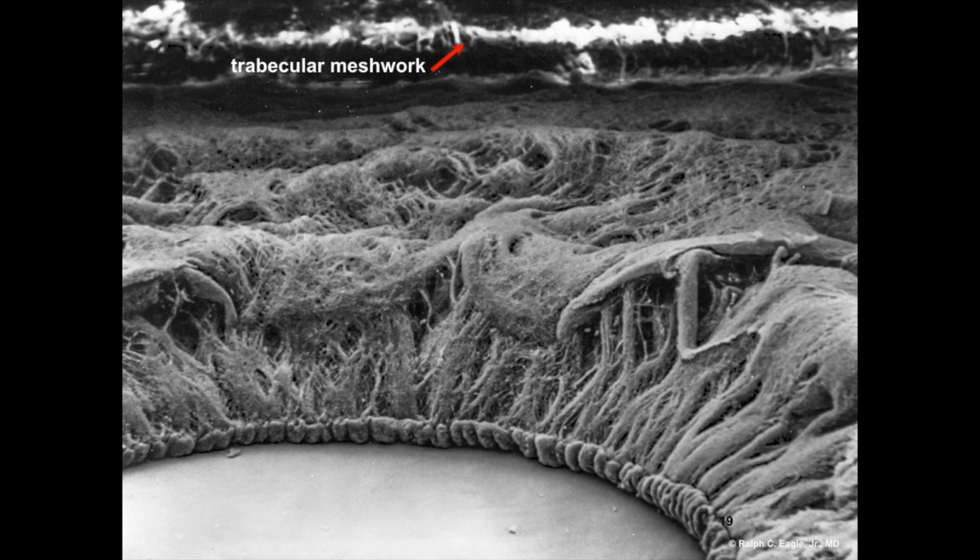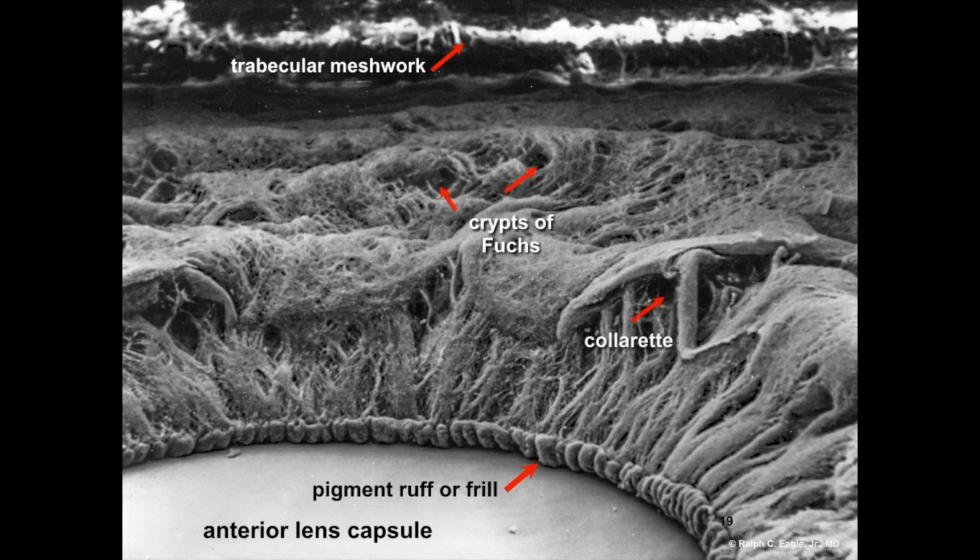Highlighted by charging artifact, the trabecular meshwork appears as a bright white band at the top of the photo. The anterior surface of the lens fills the pupil, which is ringed by the pigment ruff or frill, the anterior margin of the neuroectodermal iris pigment epithelium. The collarette, crypts of Fuchs, and contraction furrows are also visible.